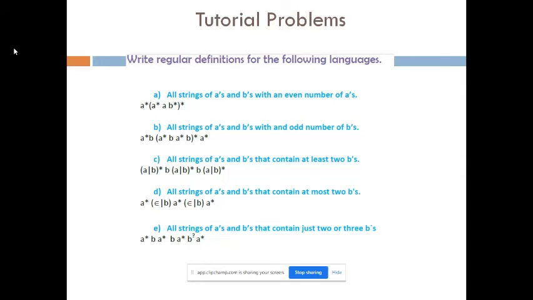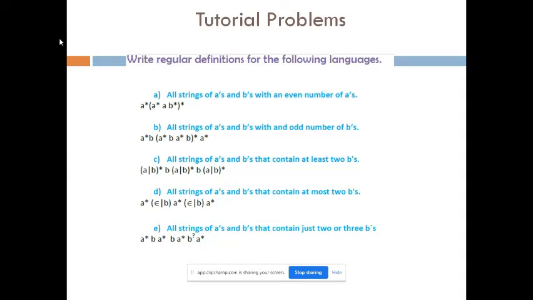So at least we have two B's here, and then (A|B)* represents that any number of A's and B's you can have. And the fourth question is all the strings of A's and B's that contain at most two B's. So you can have 0 B's, or 1, or 2. At most you can have two B's.